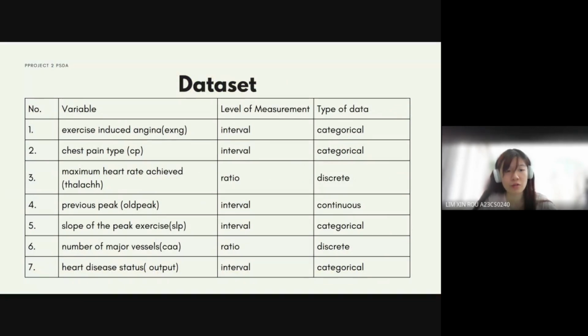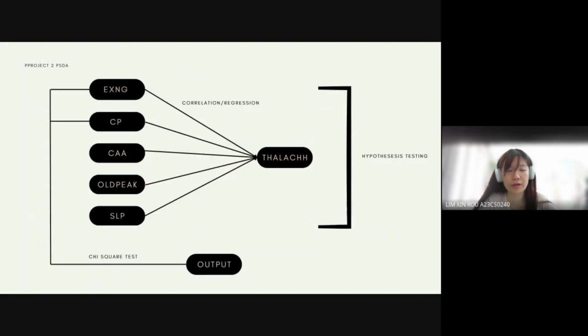We have 7 variables, with 6 predictors and 1 output variable, which stands for the heart disease status. Next. So we have conducted 4 tests in our study. The first one is hypothesis testing one sample. All variables excluding the output are involved in the hypothesis testing one sample. And we have also conducted correlation and regression between the 6 predictors, which are EXNG, CP, CAA, OLDPEAK, SLP, with THALACH, which is the maximum heart rate. And we have conducted a chi-square test between EXNG, CP, and the output, which is the heart disease status. Next.